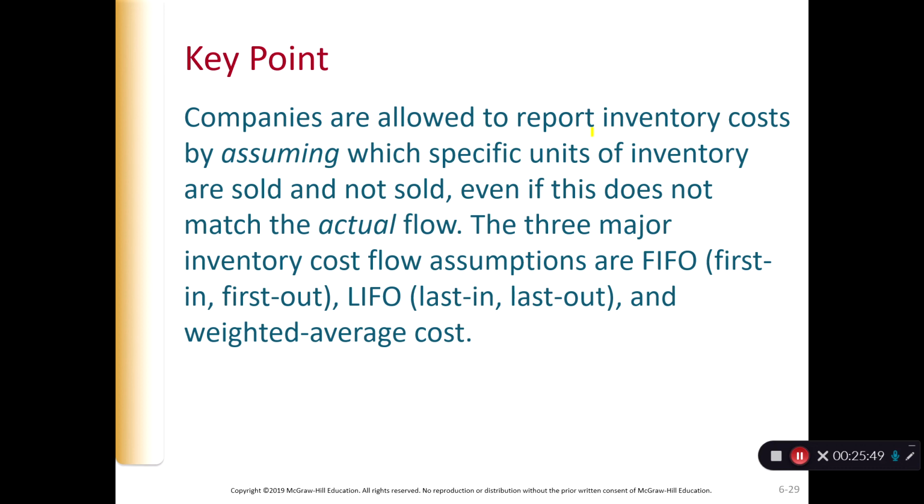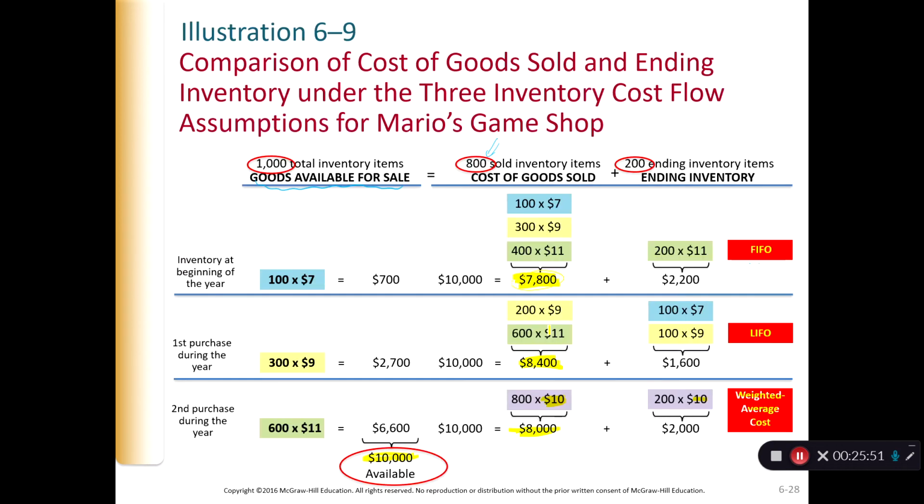Companies are allowed to report. So therefore, as we can see, FIFO actually has the lowest cost of goods sold, LIFO has the highest cost of goods sold, and the weighted average is just in the middle ground of these two methods.